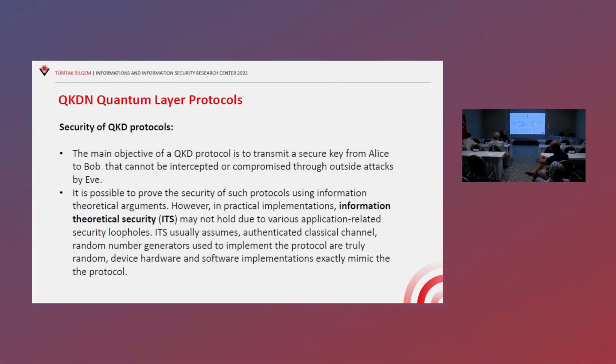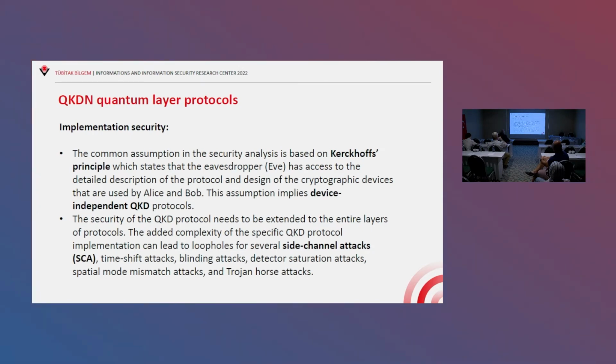But in real applications, the level of security is usually less than this. That's because there could be certain loopholes, as we are going to see, in the hardware, in the device, in the software implementation. The implementation is usually never as exact as defined in the actual protocol. And this is called implementation security. In implementation, because of the loopholes, there are always unsecure means that Eve would use to intercept this communication.